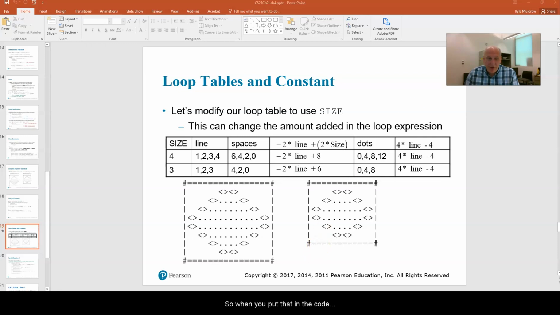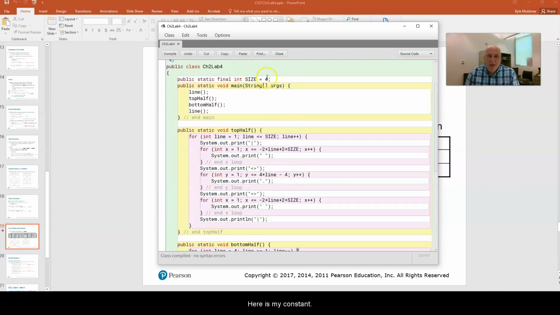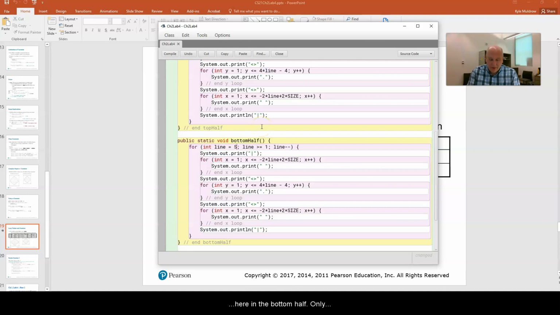So when you put that in the code, you get this. Here is my constant. Here's where I'm changing the loop condition. And then for both loops that do blanks or blank spaces, here is my new loop condition, negative 2 times line plus 2 times size. I do the same thing here in the bottom half, only I have to initialize my outside loop to start at size instead of 4. And then, once again, here is the condition for the blanks.